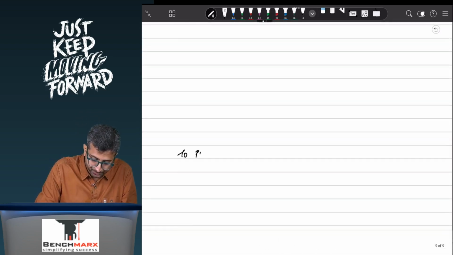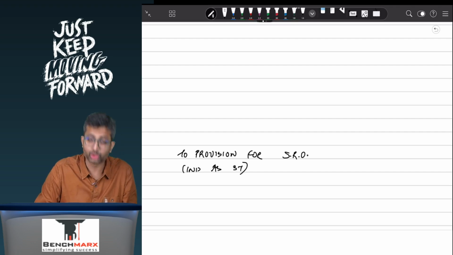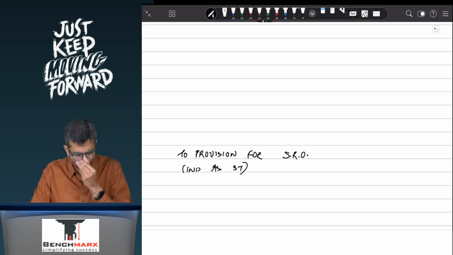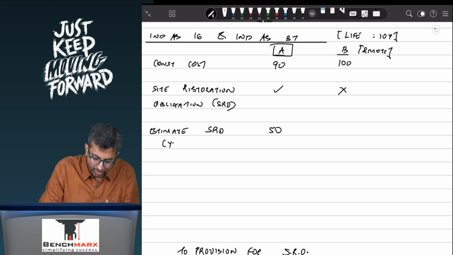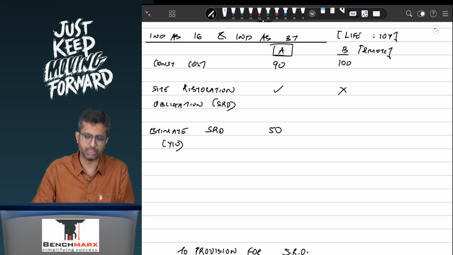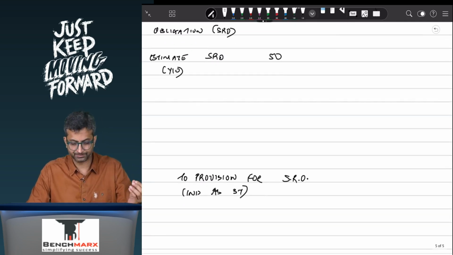So there will be two: provision for site restoration. This provision, remember, is created as per Ind AS 37. You are yet to study that. Now, okay, I try to find an estimate for the site restoration obligation. I believe I will spend 50 rupees. But when will I spend? I believe the dismantling will happen after 10 years. So this is my site restoration obligation that I will have 50 rupees, for example, after 10 years.